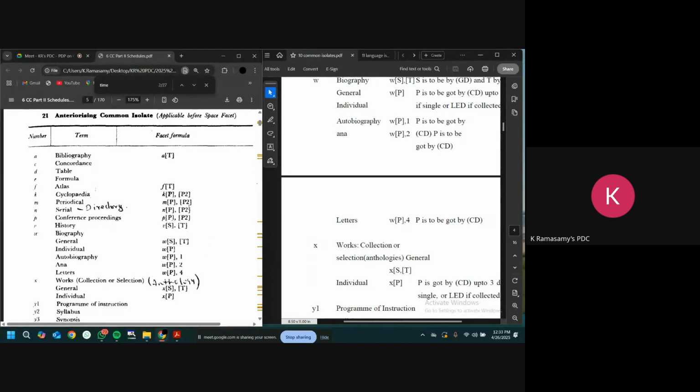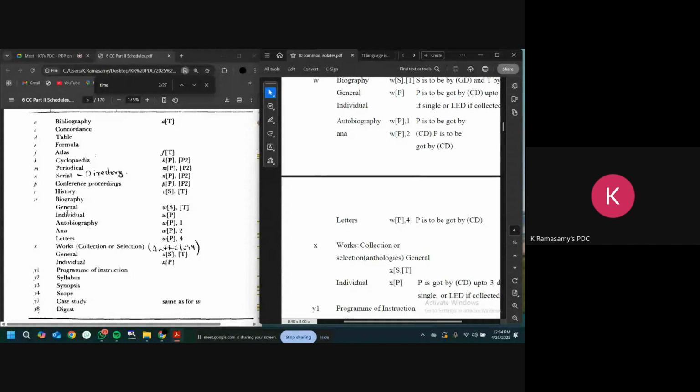For example, P means place, the place from which the encyclopedia is being published. P2 means the year in which the encyclopedia was published. This is a space isolate, this is a time isolate. Here, the space isolate is used as personality and the time isolate is used as P2. This is P1, this is P2, first level, second level. So using this formula also, you can construct very specific numbers. Okay, this way there are numbers for autobiography, there are formulas for letters, formulas for history of any subject.